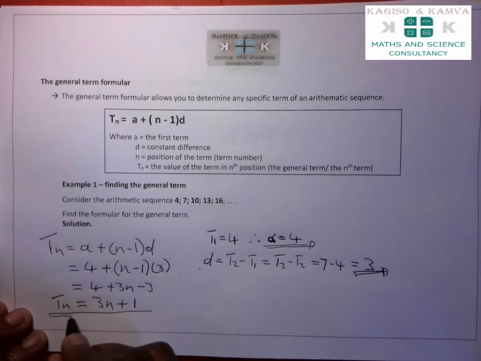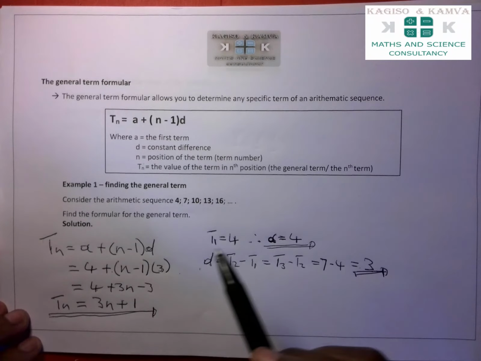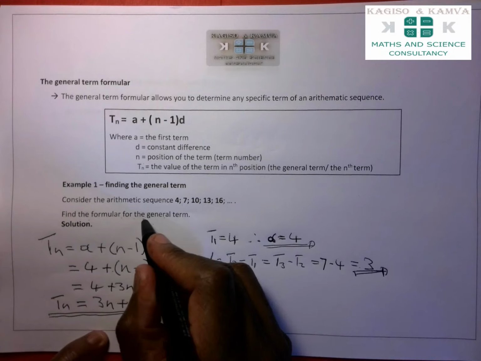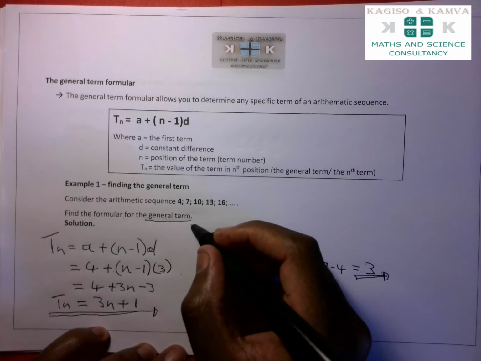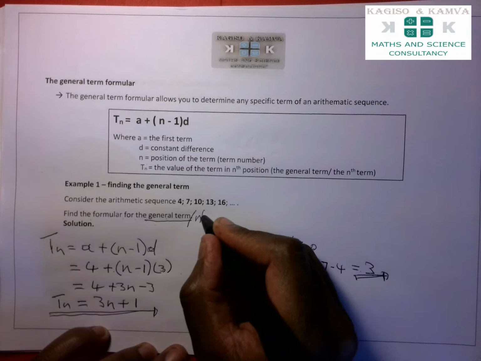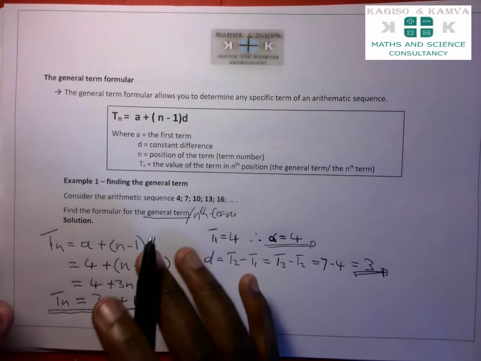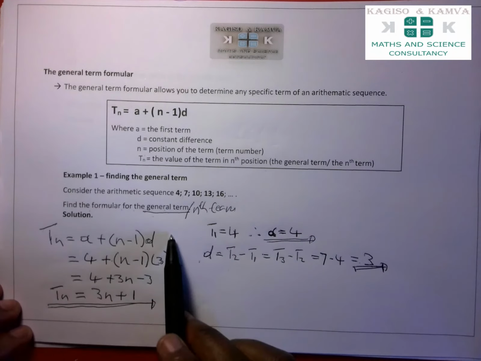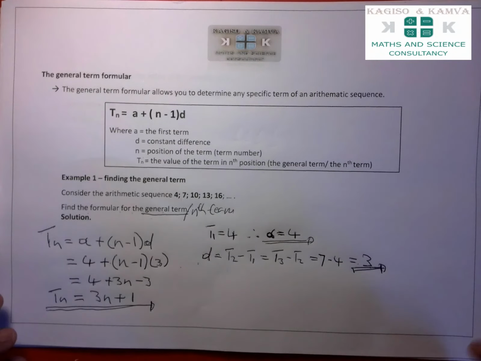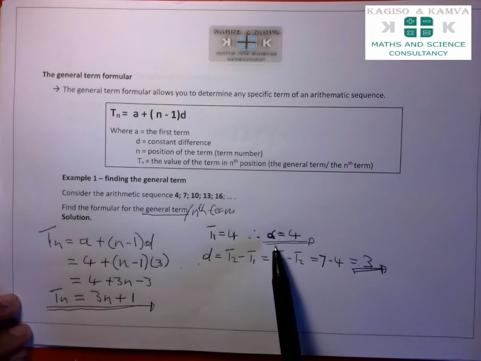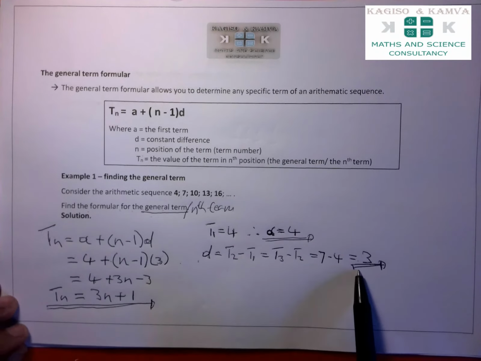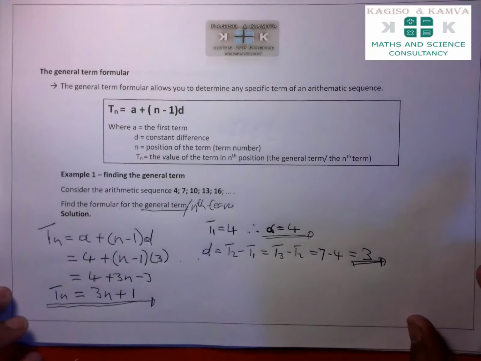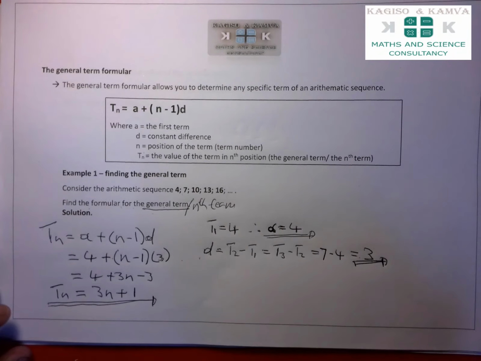Now, find the formula for the general term. Or instead of writing the general term, they can say the nth term. So you have to do the same thing as I did here. You just find the Tn. How do you do that? You find A and you find the constant difference, you substitute here, and then you simplify and you get the general term.